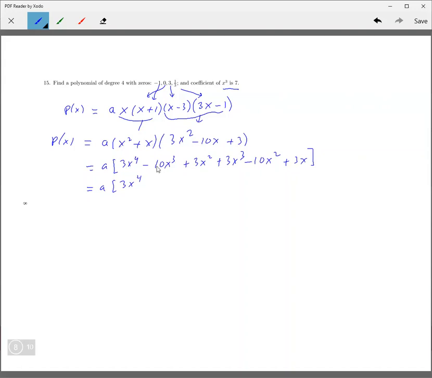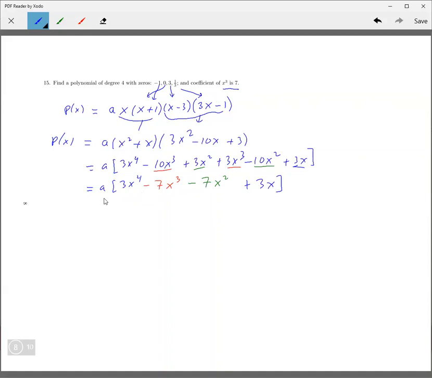So the leading term is 3x to the fourth. The x cubed terms are going to be those two. You have minus 7x cubed. The square terms is going to be minus 7x squared. And then the last term, 3x. Okay, now here, this is a coefficient of -7. You want it to be 7, though. You want it to be positive 7.